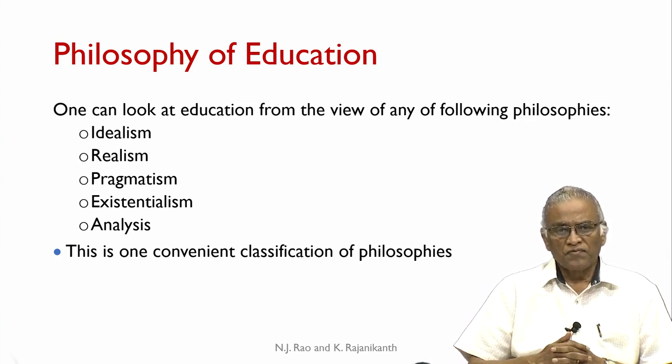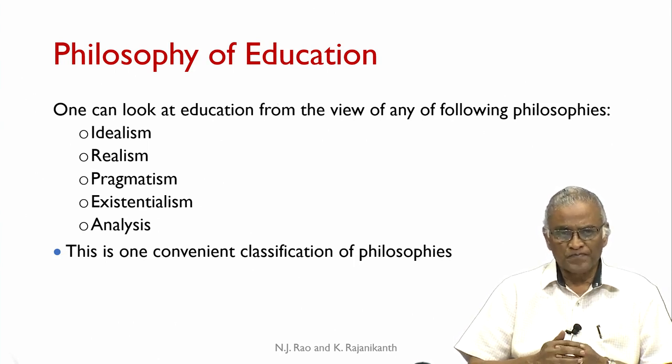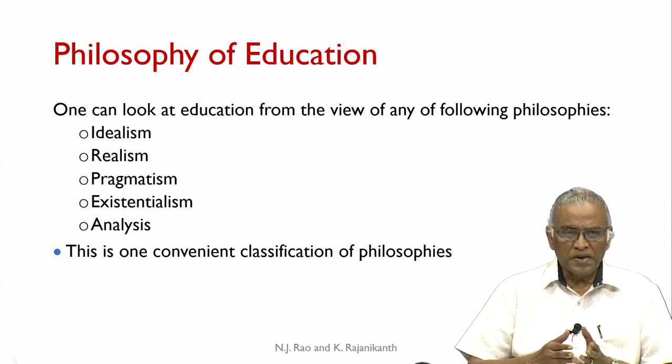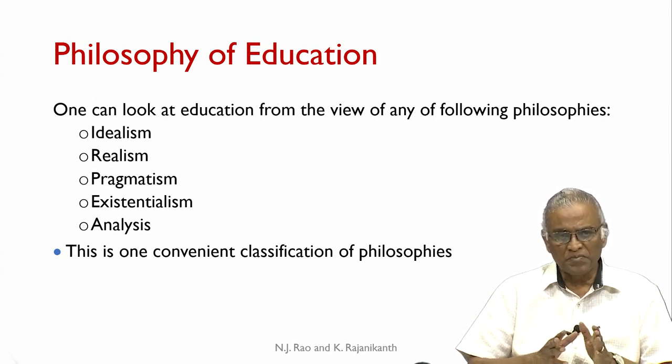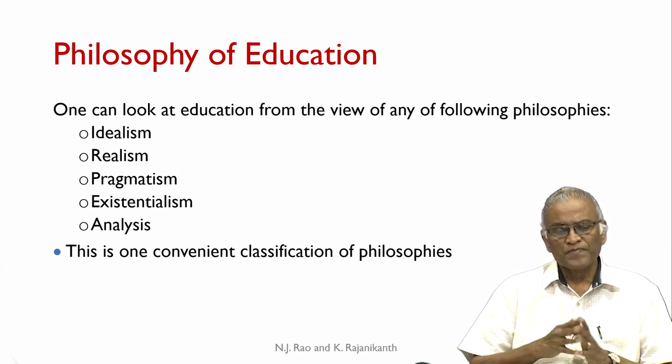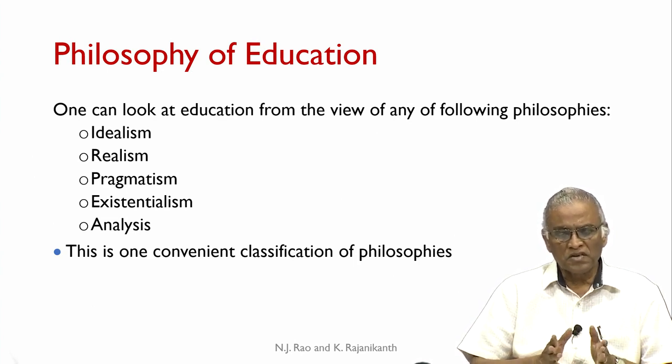And broadly we have the following schools of philosophy: idealism, realism, pragmatism, existentialism and analysis. Even people may not agree with this kind of classification. This is one convenient method of classifying philosophies. So, one should agree, okay, pick one from here what you consider is appropriate to this. For example, at least at higher education, the philosophy of pragmatism is considered as the platform or basis for considering all issues related to education, let us say at higher level.